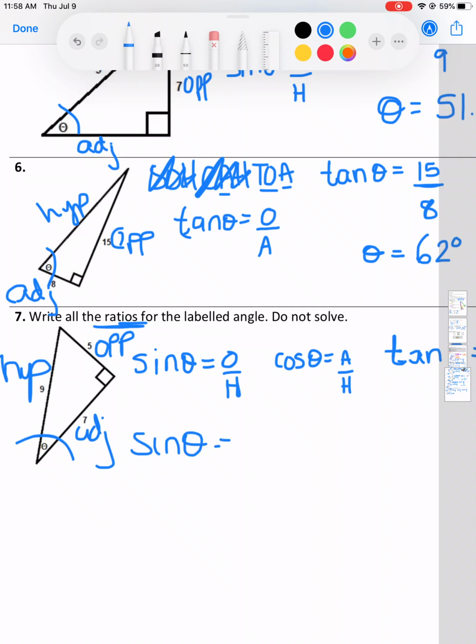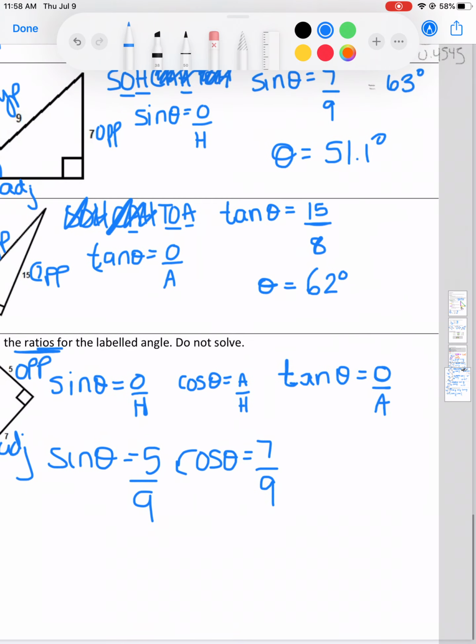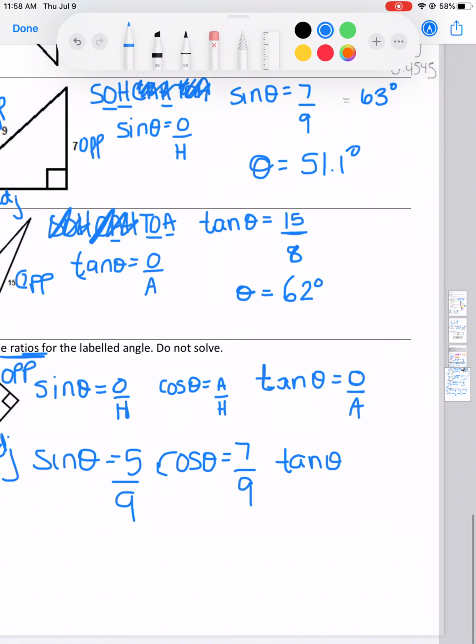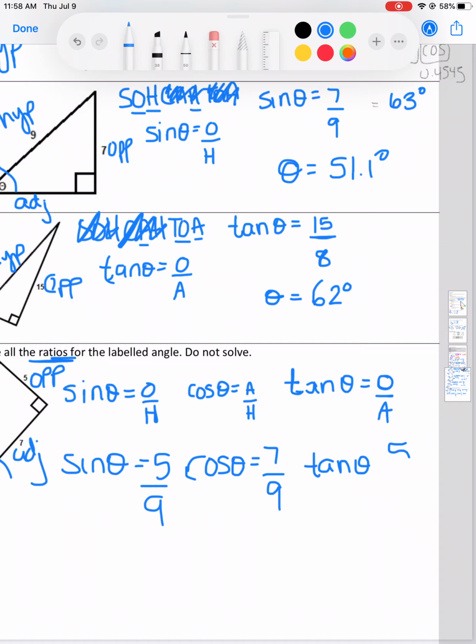So sine theta, my opposite is 5 over 9. Cosine theta, my adjacent is 7 over 9. And my tan is 5 over 7. Right? There we go. That's all you have to do for that one. If you were to solve these, you should get all the same answer. I got 33.7 for this one.